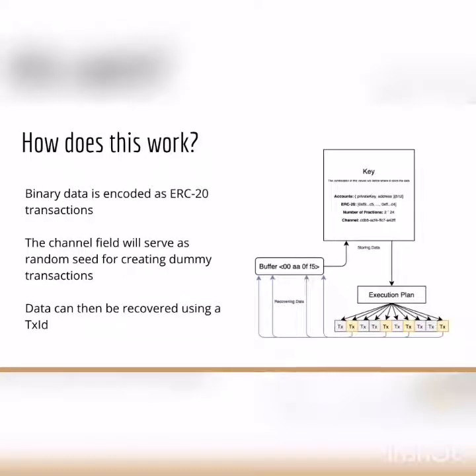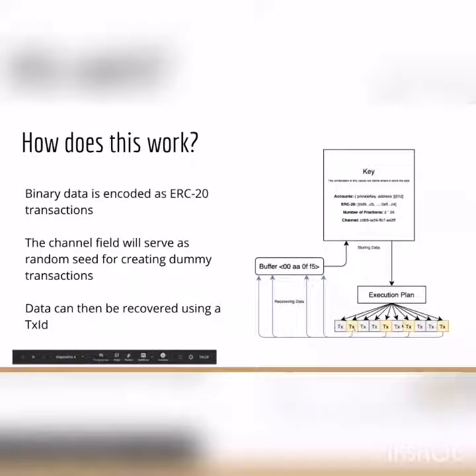So how does this work? Binary data is encoded as ERC20 transactions. The channel field, which is generated automatically inside the key, will serve as a random seed for creating dummy transactions. And then the data can be recovered using a TXID. So at the start, we have a buffer. This buffer we pass through the key. The key will generate an execution plan that will create a lot of transactions. Just a few of these transactions will have real information. Then, using the same key, we can recover that information and get the original buffer.